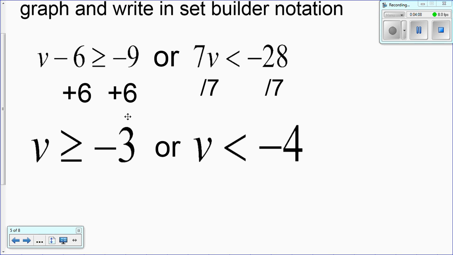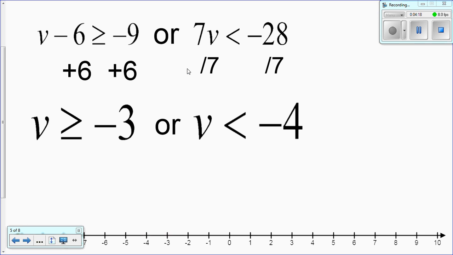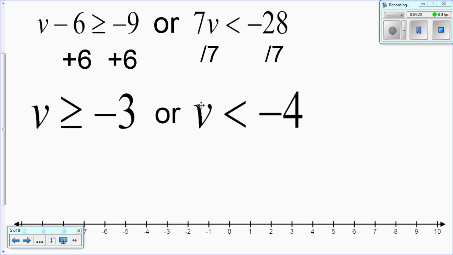Now, when we check these, when you pick a number that works for both of these, you're going to check it in both of these and make sure both are true. Okay? So let's talk about graphing. To graph this, we're just going to put two graphs on one number line. That's all we're doing. Okay?